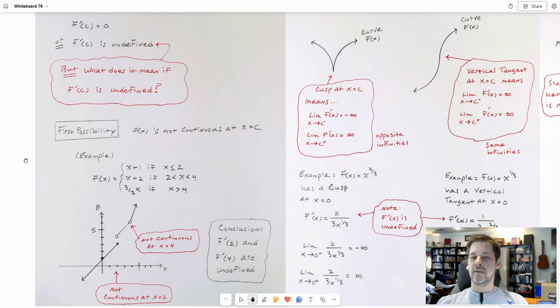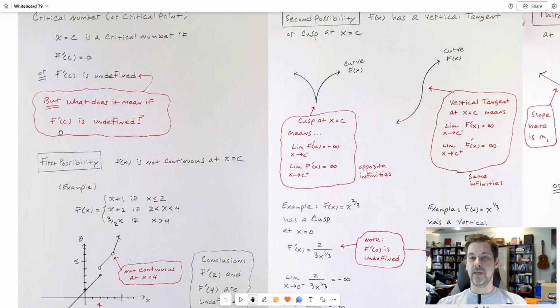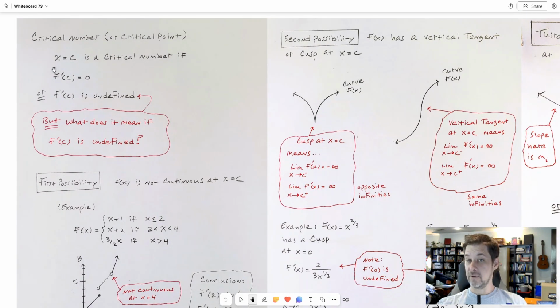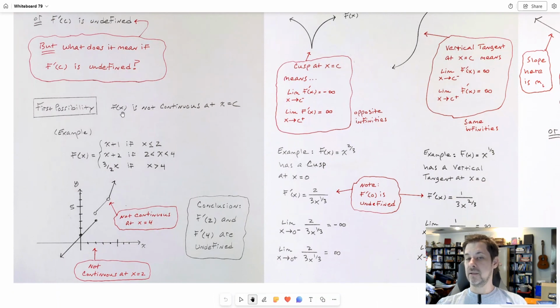Okay. The first possibility for what could be happening if the derivative was undefined at a certain point, and that would be one way you could have a critical number on a curve, is that it might just be that the curve is not continuous at that point. Okay. In order for the derivative to have an answer, the curve would have to at least be continuous at that point. So here's an example, like this curve right here.